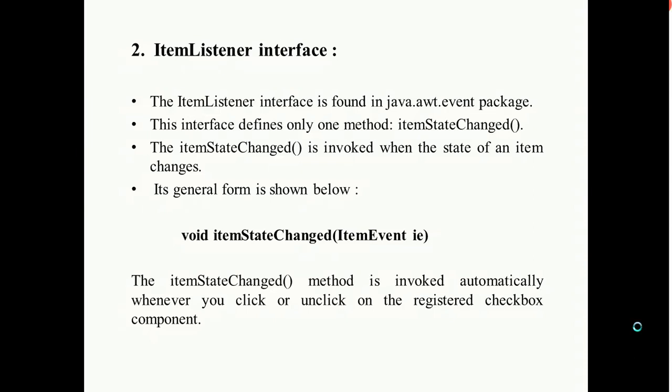The itemStateChanged method is invoked automatically whenever you click or unclick on a registered checkbox component. Means when you check the checkbox, that time the itemStateChanged method is invoked, and also when you uncheck the checkbox, that time also the itemStateChanged method is invoked, and this method is invoked automatically whenever you click or unclick the checkbox component. Now next, see one example of the ItemListener interface.